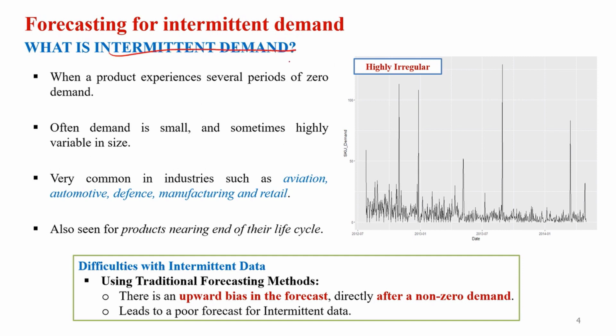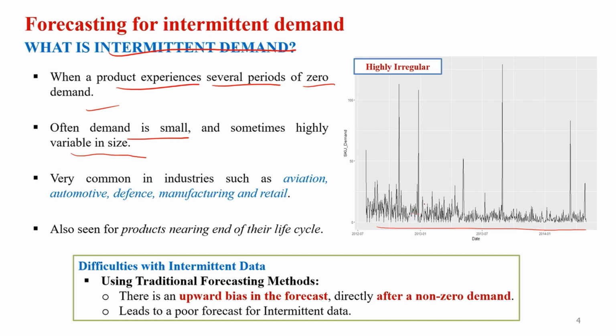So we have to use certain methods which can predict this intermittent demand. When a product experiences several periods of zero demand, it is called intermittent demand. Often the demand is small and of variable size. Maybe for 2 months we do not have any demand for a particular product, then suddenly we have a demand, and then again for the next 2 to 3 months we do not have demand.